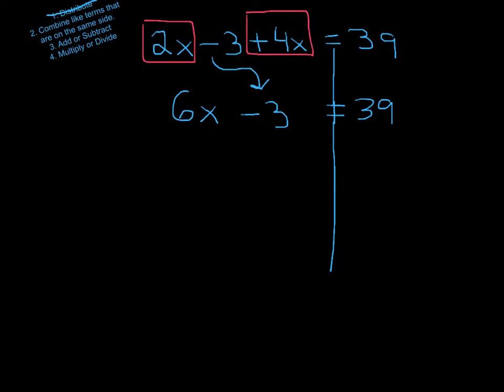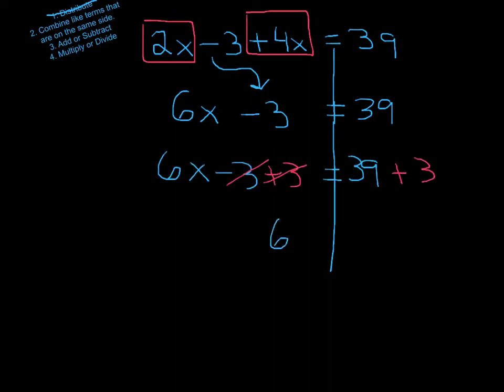After we combine like terms, we're down to a two-step equation where we're going to add 3 to both sides. So the 6x comes down, and 39 plus 3 is 42. So now divide both sides by 6. So 42 divided by 6 equals 7, so x equals 7.